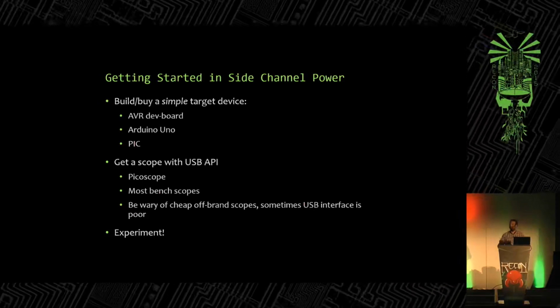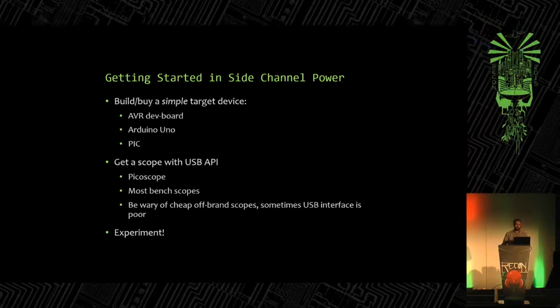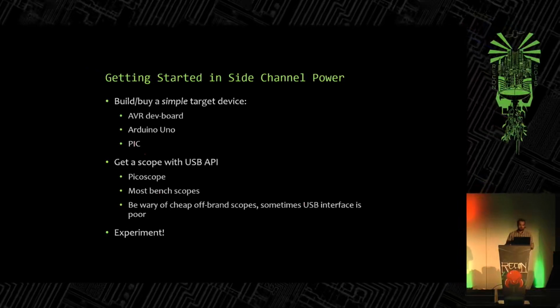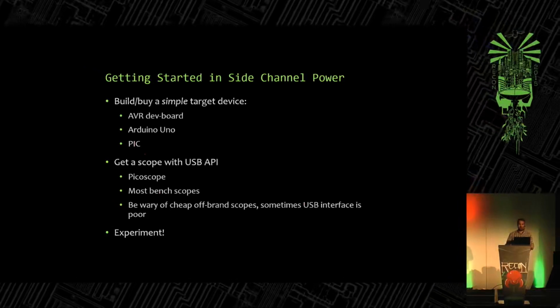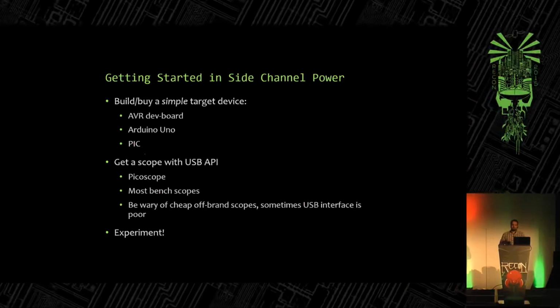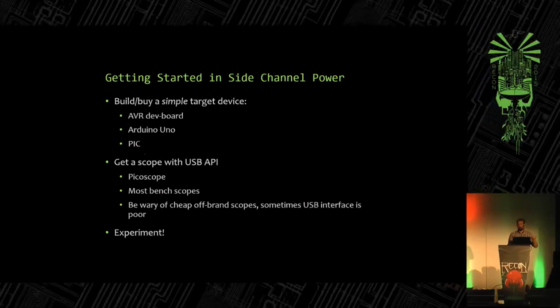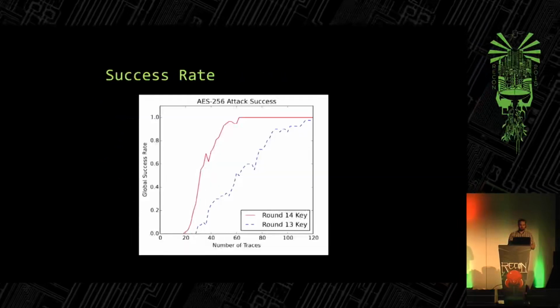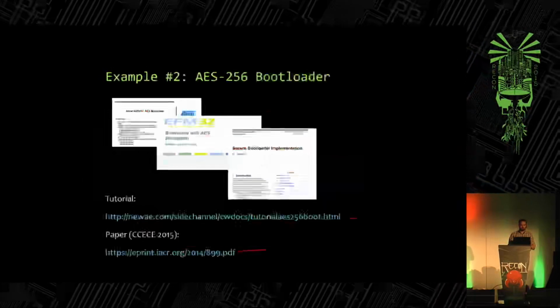And you just need some way to measure the power on it, so a scope with a USB API. So I like the PicoScope models. A lot of bench scopes have it. The only thing to be wary of is you can get really cheap off-brand scopes off eBay. A lot of the time, the USB interface is poor. So it comes with software, and that's all it works with. You'll spend a lot of time reverse engineering it.